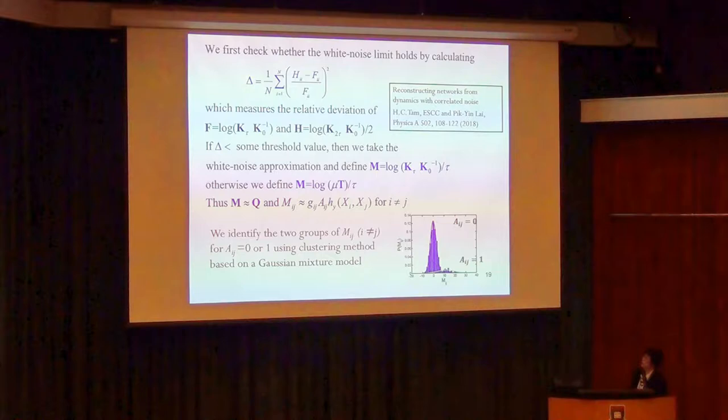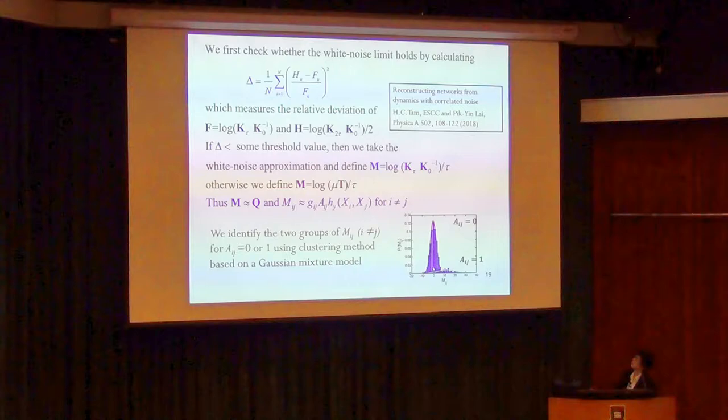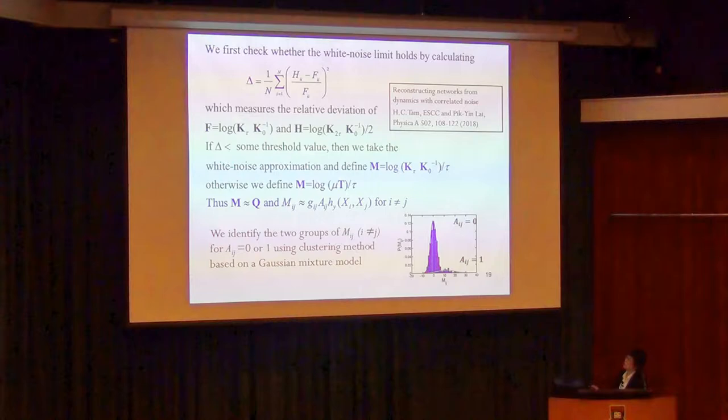And you may wonder why we use a Gaussian. Theoretically, it should be just a delta function. When Aij is zero, you expect it to just peak at zero with a delta function. But obviously, in the presence of noise, it's more complicated. It will be spread out, and usually it will spread out like a Gaussian. And so we just take advantage of that, and use this Gaussian mixture model.